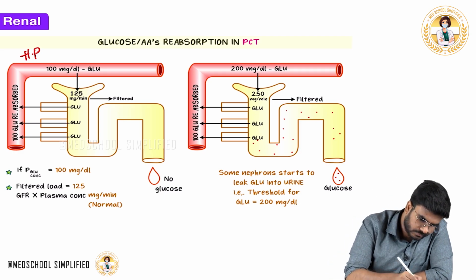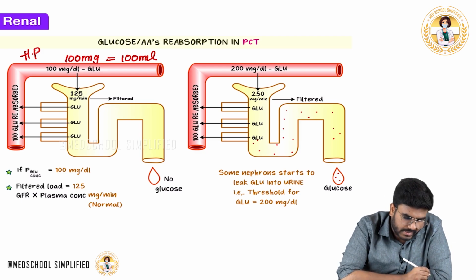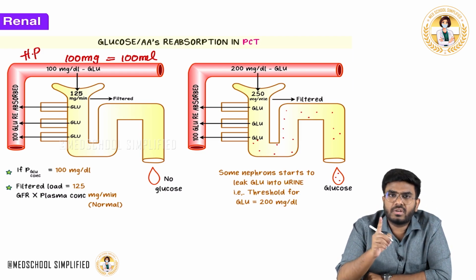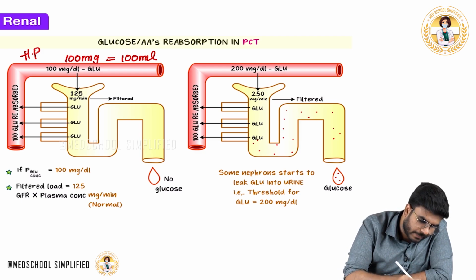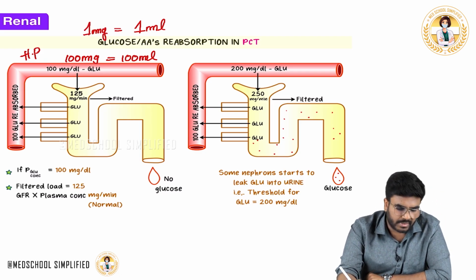Let's write it down here: 100 milligrams is present in 100 ml. So my point is, if 100 milligrams is dissolved in 100 ml, how much glucose does every ml have? 1 milligram. So 1 milligram is there in 1 ml of the plasma. This is something normal.